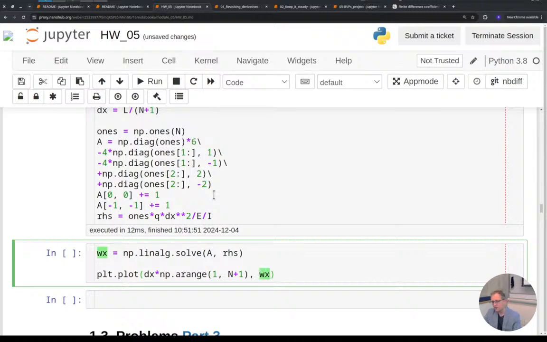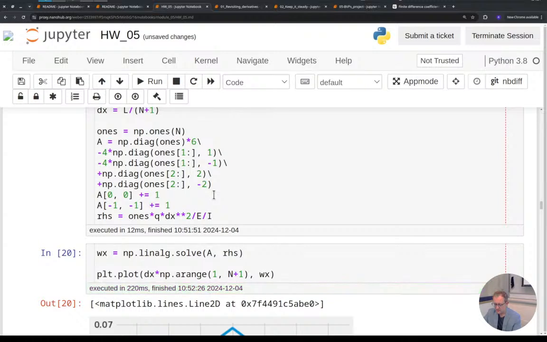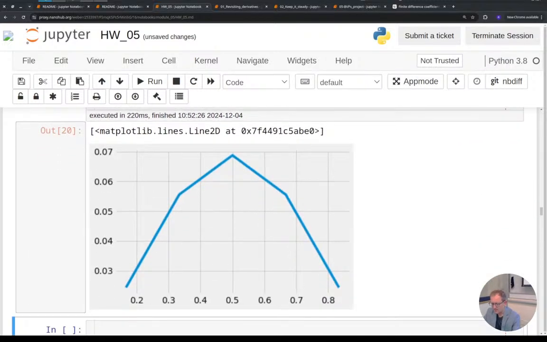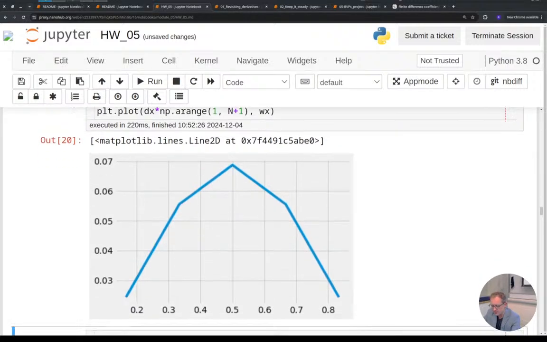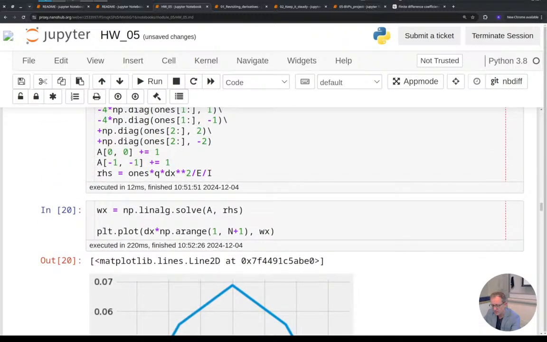Then I'm just going to start at dx and go all the way to L minus dx. And look at the shape. Right now it's kind of tough to tell because there's only a few parts here. I can't really see that the slope is 0 over at the ends.